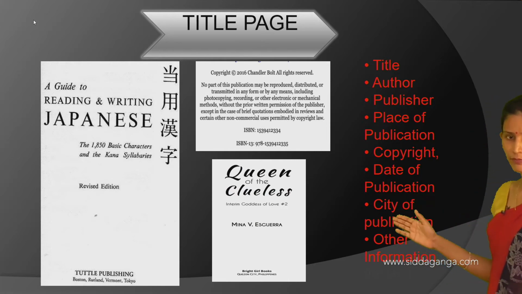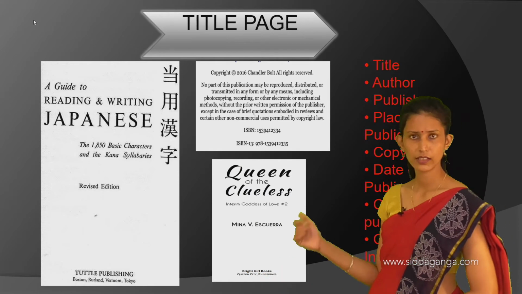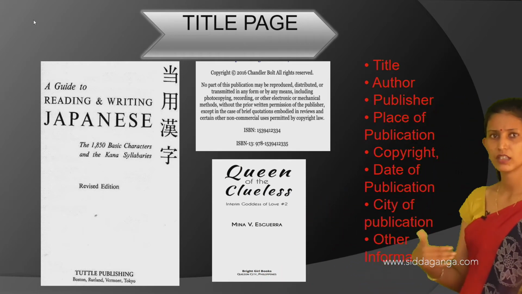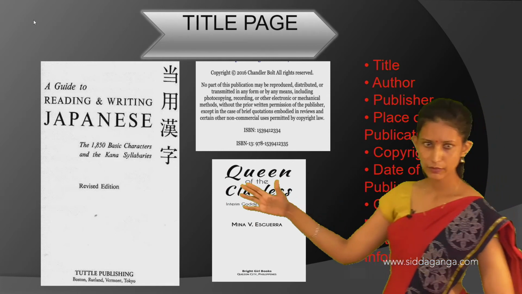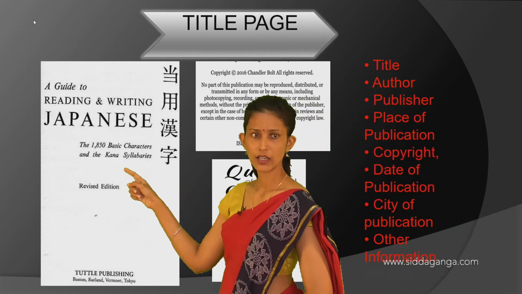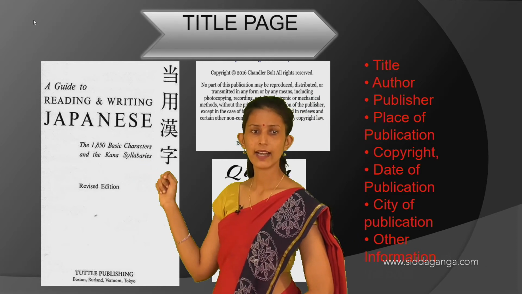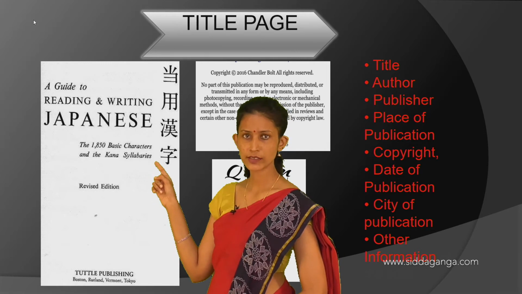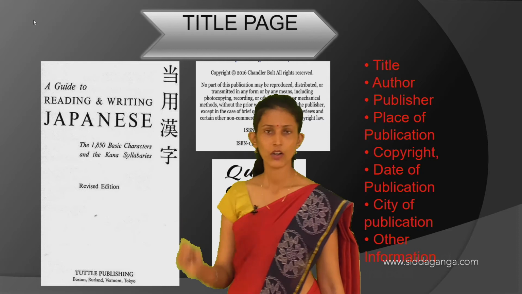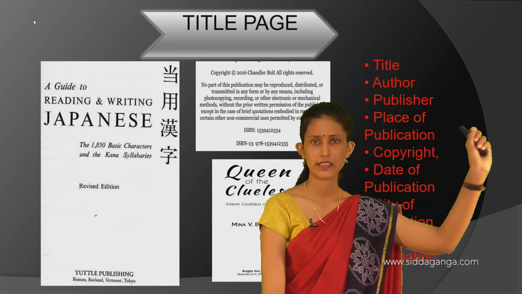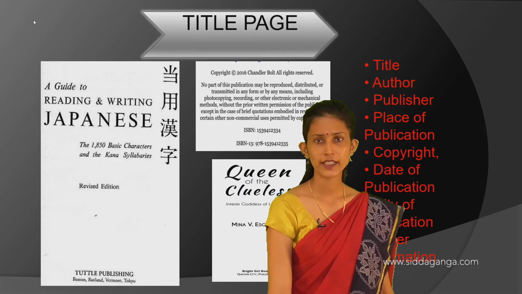Then the city of publication, again you can see here, Quezon City. Sometimes the city is written, sometimes the name of the country is written. Then other information. Other information is over here, see here. The 1850 basic characters and the Kana syllabaries. Here additional information is revised edition, or sometimes additional information is dedicated to, the book is dedicated to.